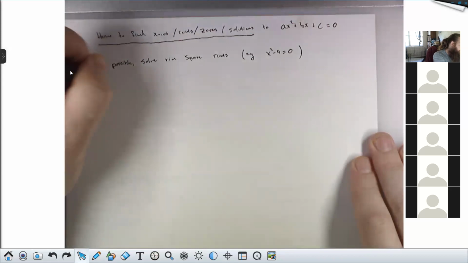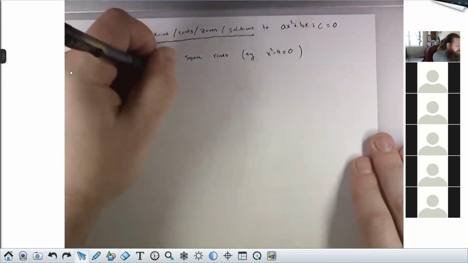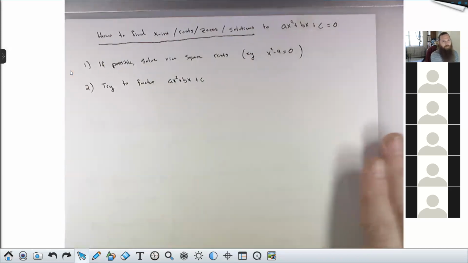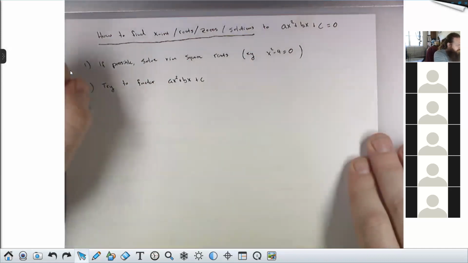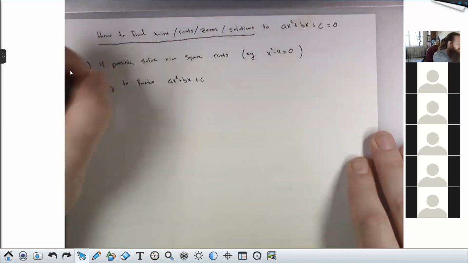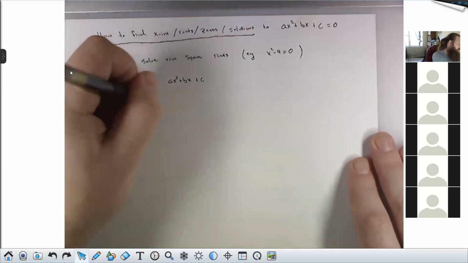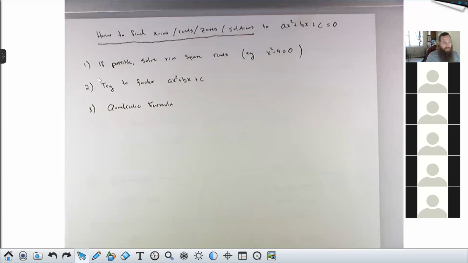You can try to factor. If you can factor that thing, then you just set each factor equal to 0. But if none of that works, you can use the infamous quadratic formula. I'm going to remind you how to factor, and I'm going to prove for you the quadratic formula. Let's do it.